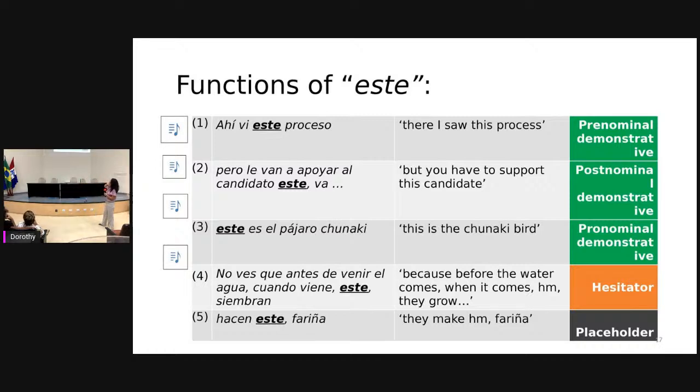Right? So in the first one, we have a prenominal demonstrative, right? In 2, you have a postnominal demonstrative, pero le van a premiar al candidato este. And in 3, we have a pronominal use of the demonstrative, right? And in 4 is what you have, and of course, sound.